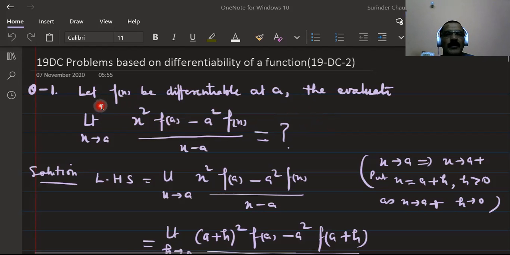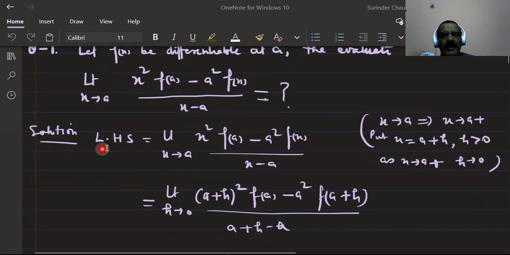The first problem is: let f(x) be differentiable at a, then evaluate the limit as x approaches a of (x² f(a) − a² f(x)) / (x − a). Now taking the left hand side, the limit as x approaches a of (x² f(a) − a² f(x)) / (x − a). Change the limit from x approaches a to h approaches 0 after making the substitution.